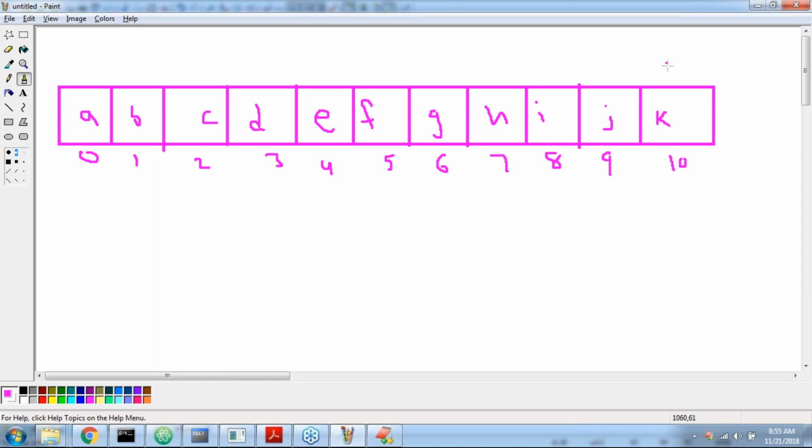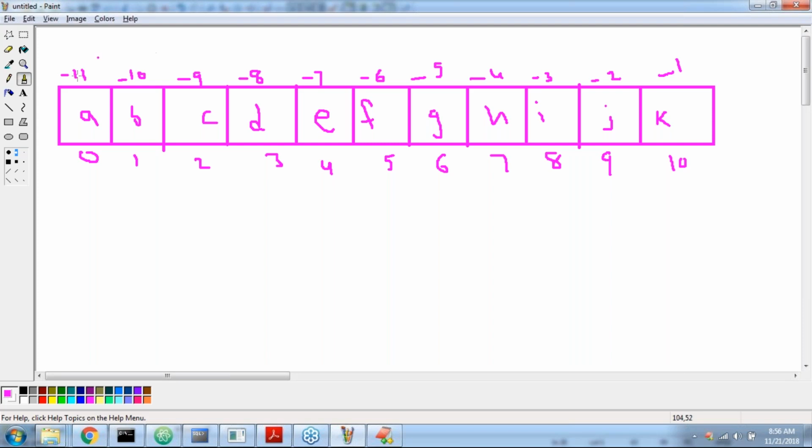Now the negative indexes: -1, -2, -3, -4, -5, -6, -7, -8, -9, -10, -11, and so on, right? Here the step value should not be 0, either in the forward direction or backward direction. Step value should not be 0. You should be aware of that.